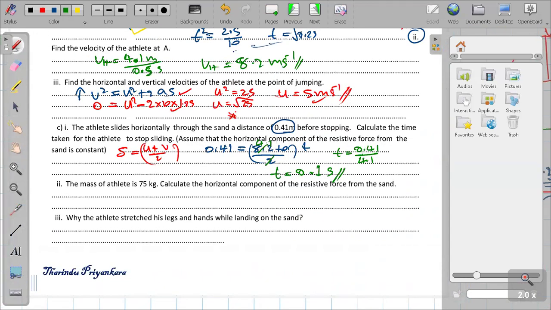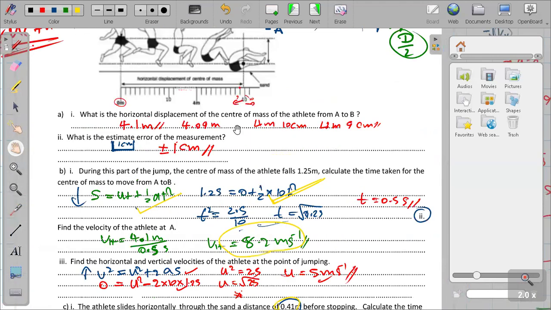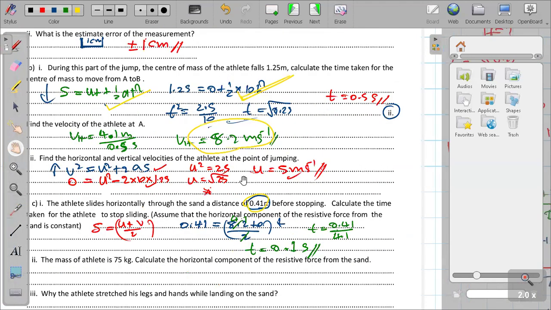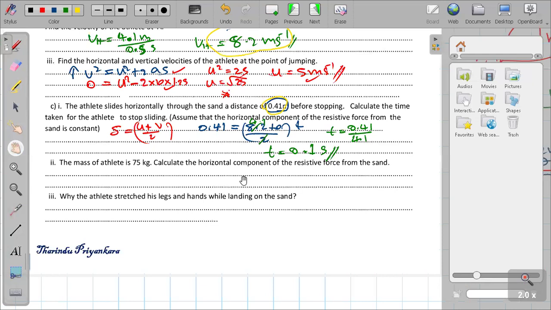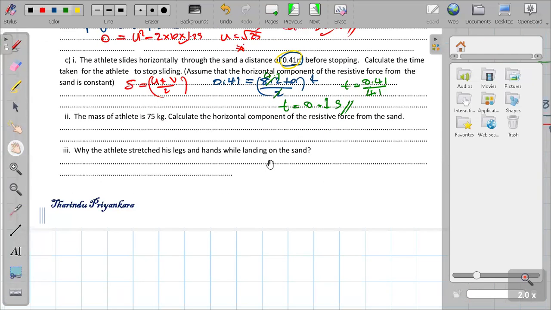This is for the next part. The previous part we have already calculated here. It is for what? 4.1 meter here. Understand? Two different parts, two different questions. Have to be really careful.